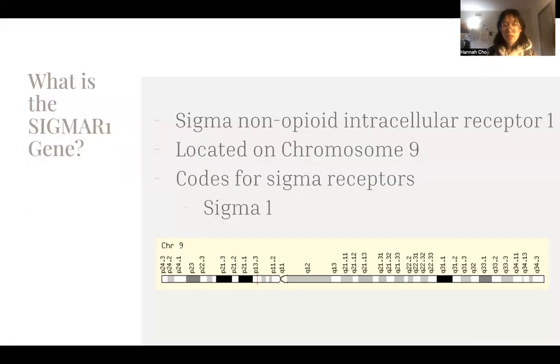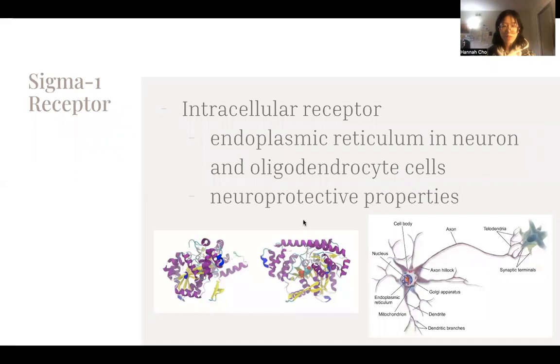So it stands for Sigma non-opioid intracellular receptor 1, and it's located on chromosome 9 on the spot marked in red, and it codes for sigma receptors, but we'll specifically talk about sigma 1. So the sigma 1 receptor is an intracellular receptor in the endoplasmic reticulum in neuron and oligodendrite cells, and it acts as having neuroprotective properties for the cell and influences mitochondrial activity and regulates ATP production.